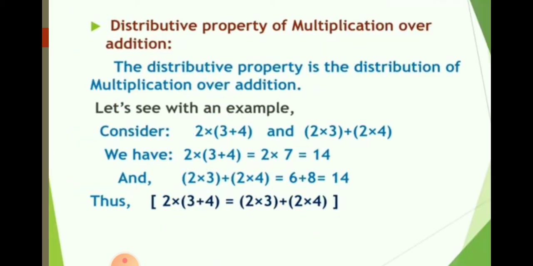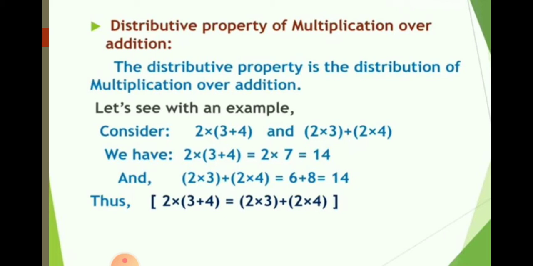At last, the distributive property of multiplication over addition. The distributive property is the distribution of multiplication over addition. Let us see with an example. Consider 2 into (3 plus 4) and 2 into 3 plus 2 into 4.